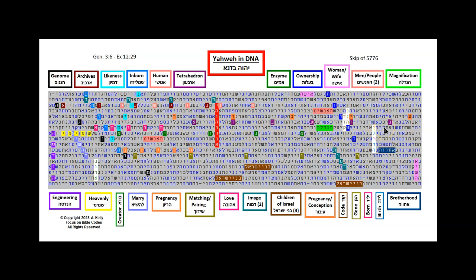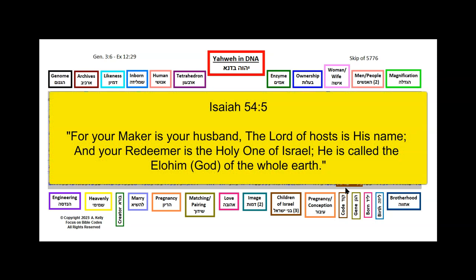The New Jerusalem has 12 gates, we're told, named after the 12 tribes of the children of Israel. 3 times here we have the children of Israel in the plain text of Scripture. In Scripture, Israel is also referred to as the wife of Yahuwah. Isaiah chapter 54, verse 5 says, "For your Maker is your husband, the Lord of hosts is his name, and your Redeemer is the Holy One of Israel. He is called the Elohim of the whole earth."